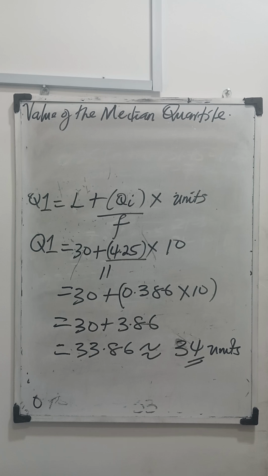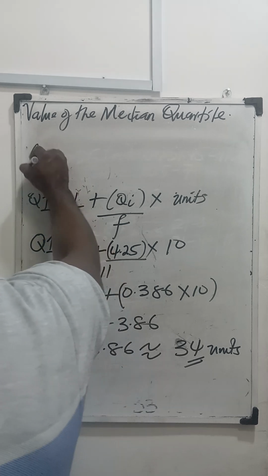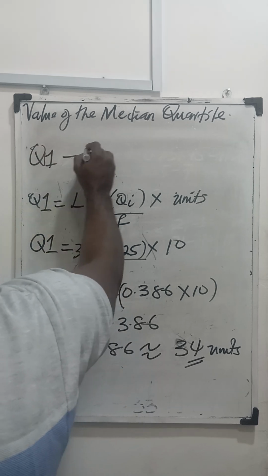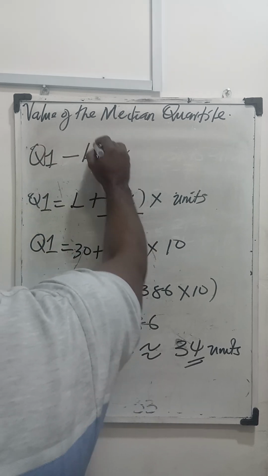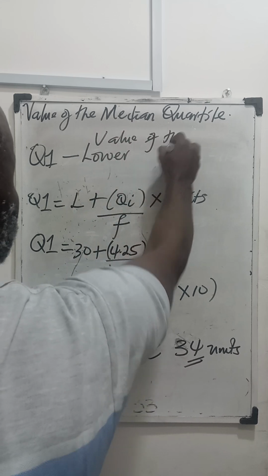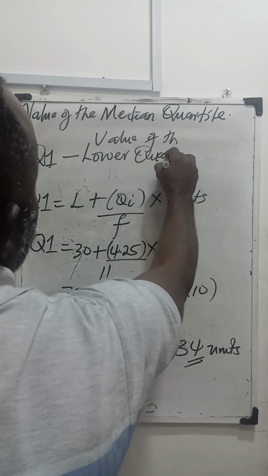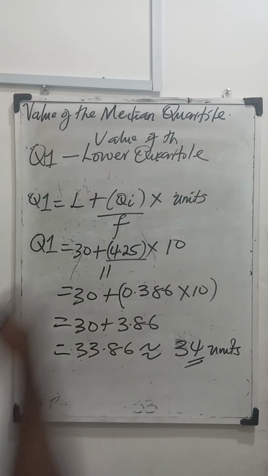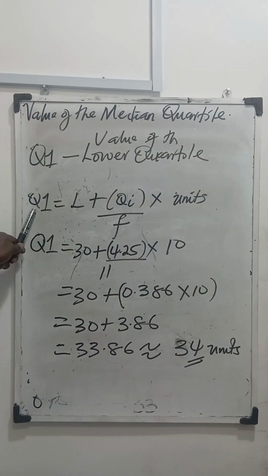So I've been able to show you that to determine the value of the lower quartile, denoted as Q1. What I just wrote there is Q1. Q1 represents the lower value of the lower quartile, which I gave you the formula for.